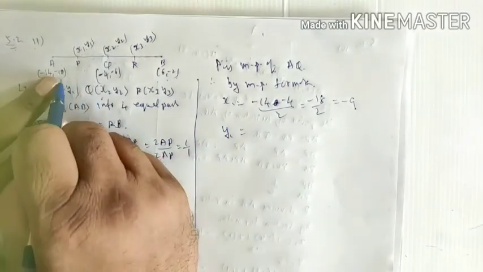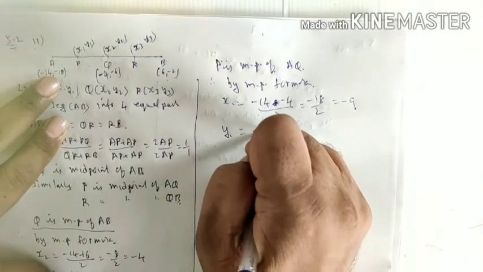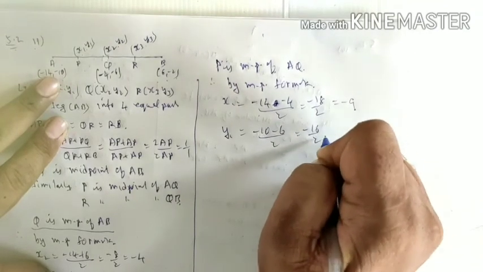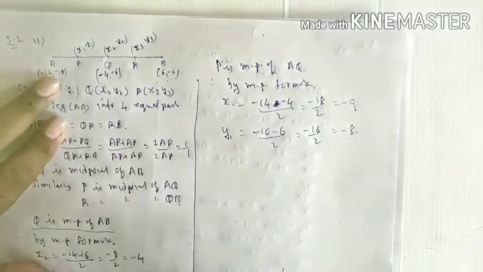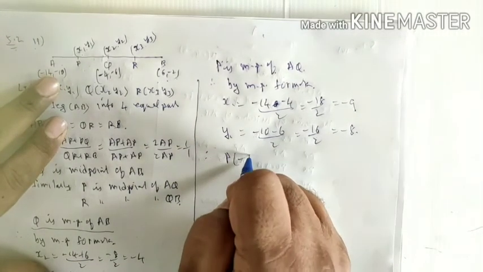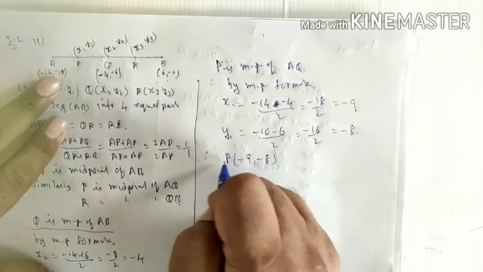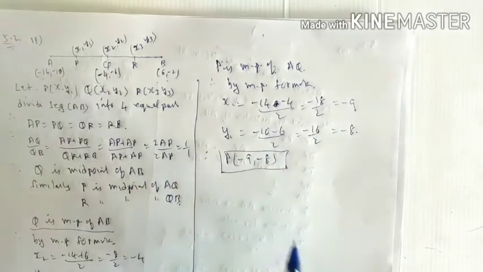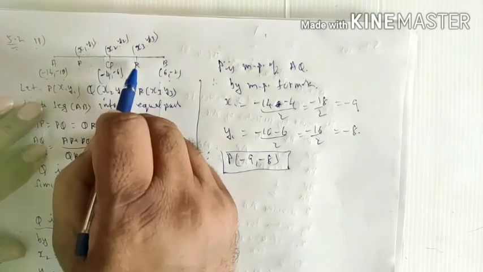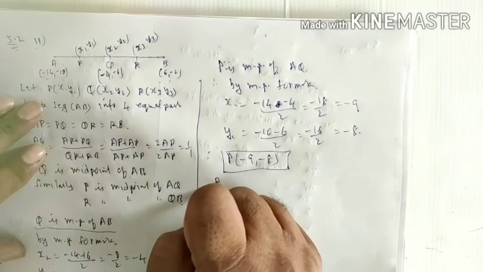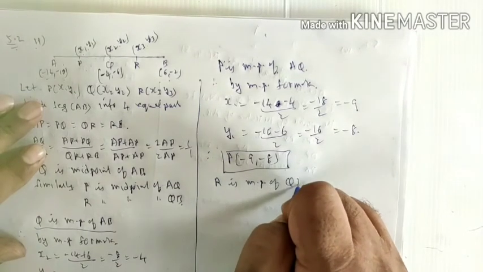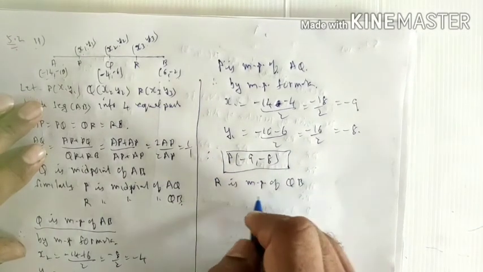y1 is equal to how much we get? Minus 10 minus 6 upon 2, that is minus 16 upon 2 or minus 8. Therefore, we are getting coordinates of Q as minus 9 comma minus 8. Q का कोऑर्डिनेट आ गया minus 9 comma minus 8. Next, see, R is midpoint of QB.